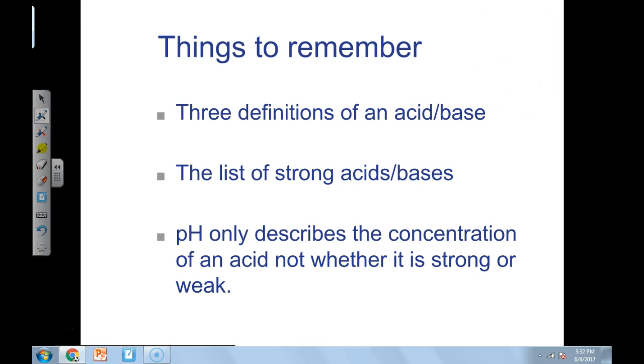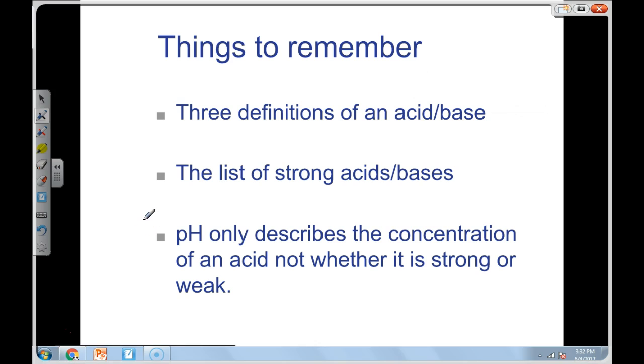But one of the things that you have to realize, and this is something that people forget, is that pH really only tells you how concentrated the hydrogen ions are, or the hydronium ions are, and it doesn't tell you whether the acid is strong or weak. There's a list of strong and weak here. Strong and weak means something completely different than pH, which is the concentration of the hydrogen ion.